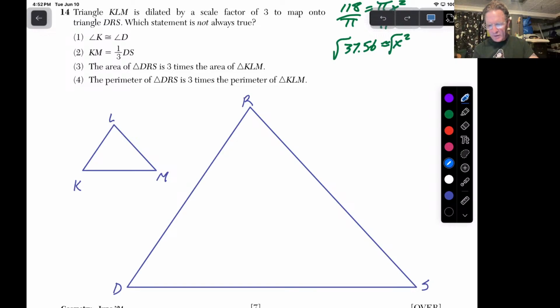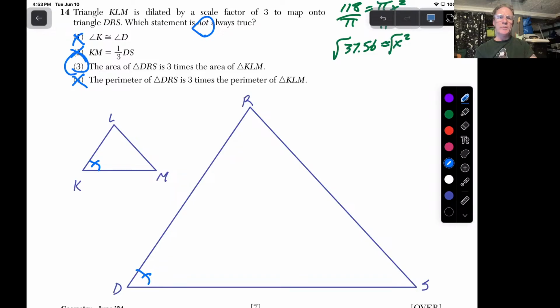Let's look. We have to figure out which one is not true. Is angle K congruent to angle D? Yes, this angle is definitely congruent to that angle because it maps up, so that one is true. Is KM 1/3 of DS? So is this side 1/3 of this side? Yes, because it was a scale factor of 3, so that one is also true. The perimeter of DRS, is that going to be 3 times the perimeter of KLM? Yes, so that one is true.